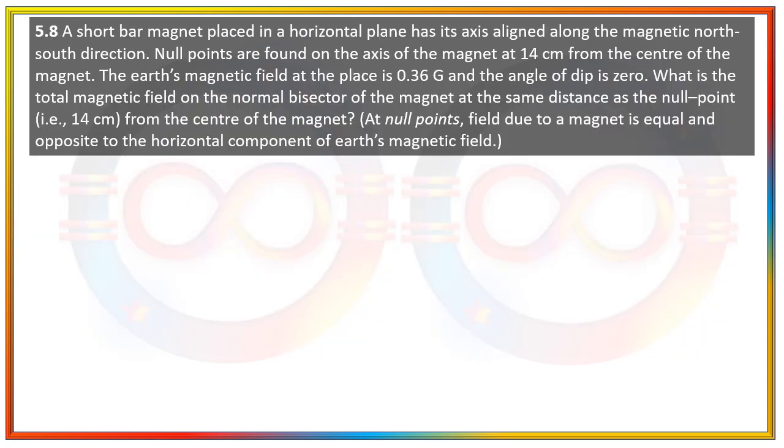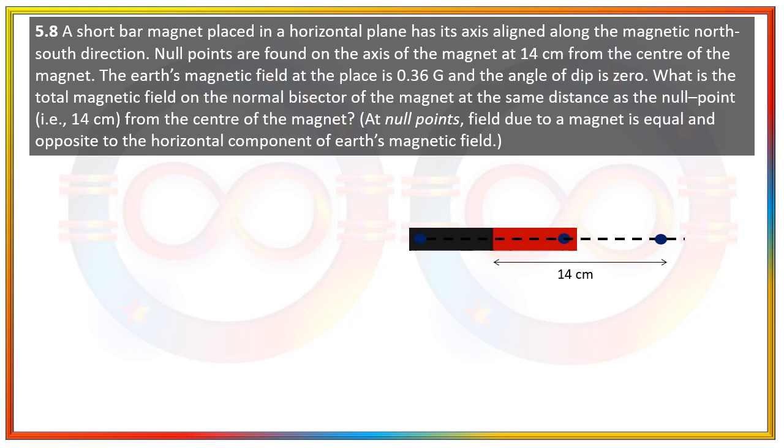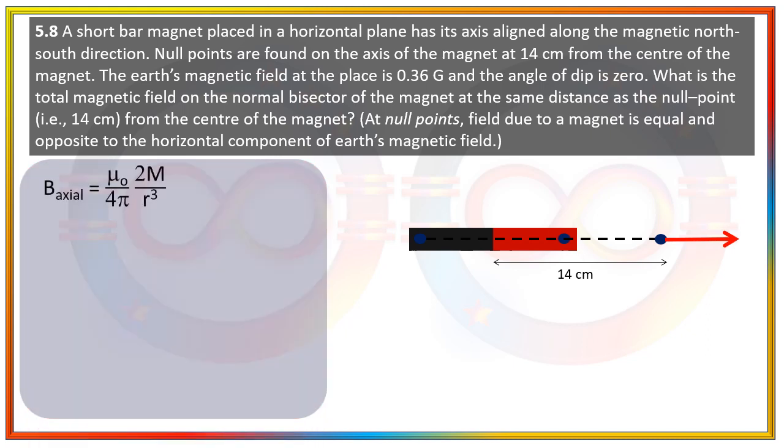In this question there is a short bar magnet, and there is a null point obtained on its axis at a distance. As we know, on its axis the magnetic field is B equal to mu naught upon 4 pi, 2m upon r cube. But as per the question, null points are found on the axis of the magnet at 14 centimeter from the center of the magnet. So at a distance 14 centimeter, field is there.